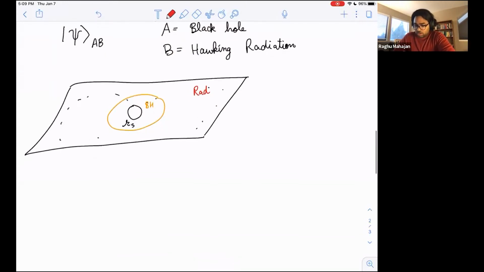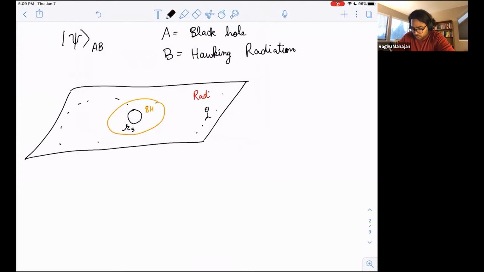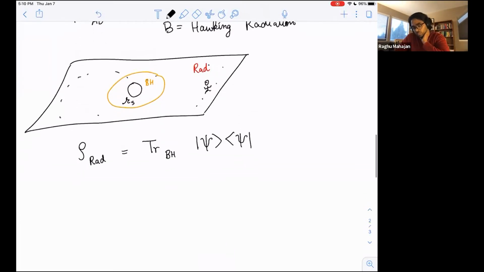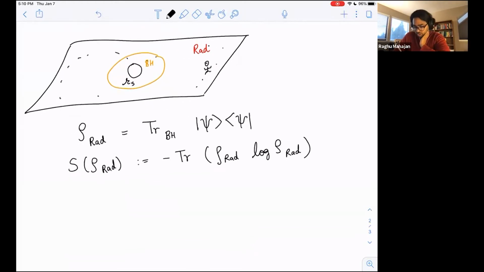Of course, it's only the joint state which is pure. And let's say we are the faraway observer, we live out here, and we care about the state of the radiation. So the state of the radiation would be some mixed state. It would be the trace over the black hole degrees of freedom of psi, right? And this will, in general, be some mixed state, and that's fine. Now, a very important quantity for mixed states is S of rho rad. It's the von Neumann entropy, defined as minus trace of rho radiation log rho radiation. Rho is a positive definite Hermitian matrix with trace 1. So this log is well defined, and this number is some positive number.